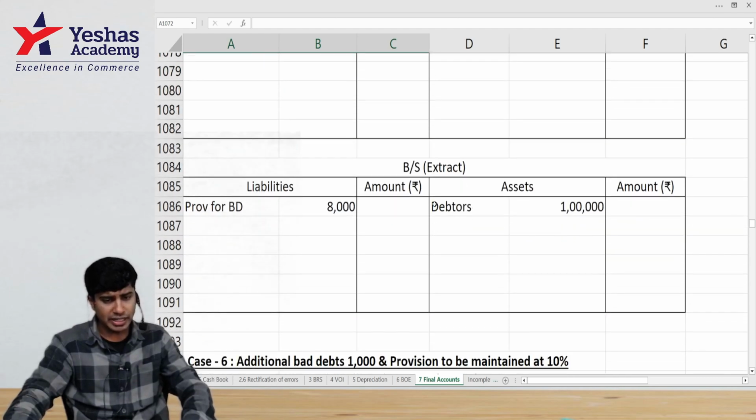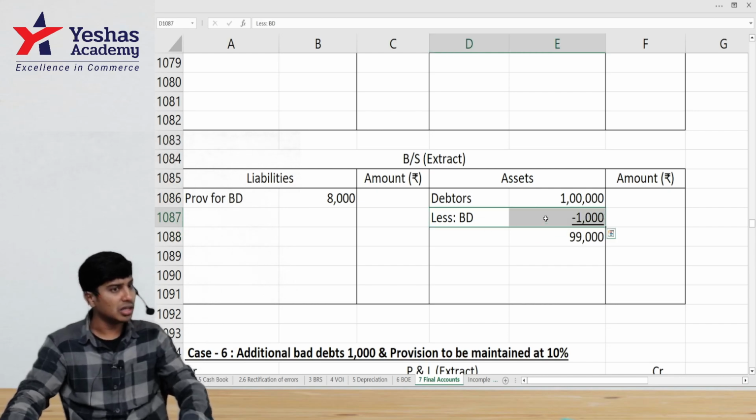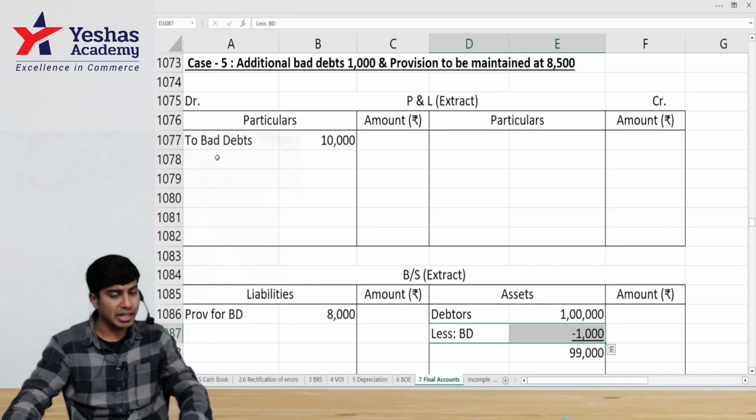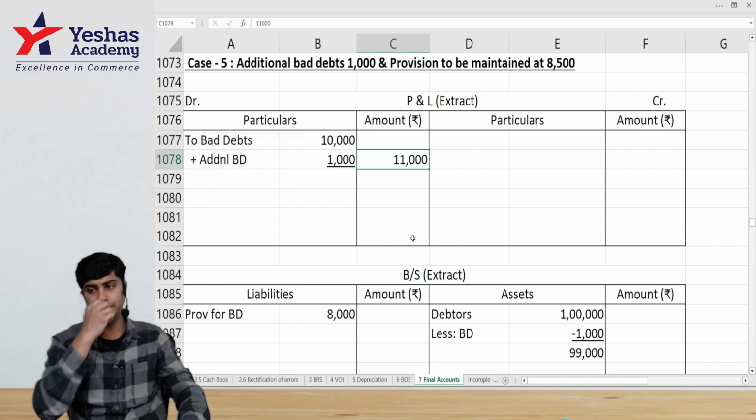When I write bad debt to debtors, debtors will reduce by 1,000, making it 99. And this 1,000 bad debt to debtor entry is over. Next, P&L to bad debt. I need to write it in my P&L. Additionally, bad debts 1,000, making my total bad debts 11,000.